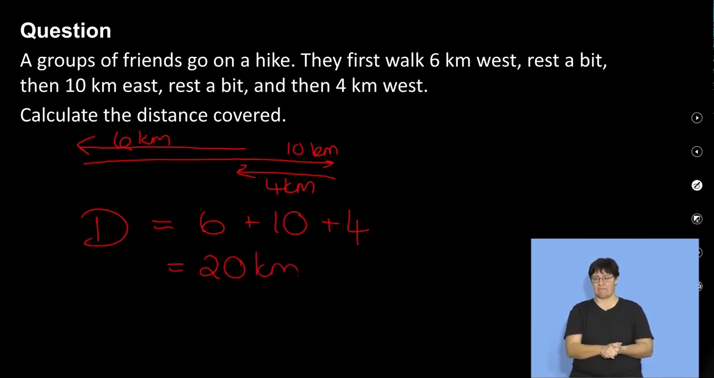Now note, I haven't told you how long it takes them to do this, right? I'm pretty sure if I was doing this, I would have rested way before the first 6 kilometers. But that's distance.